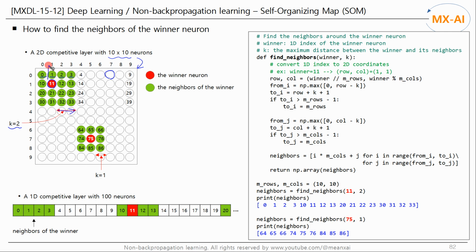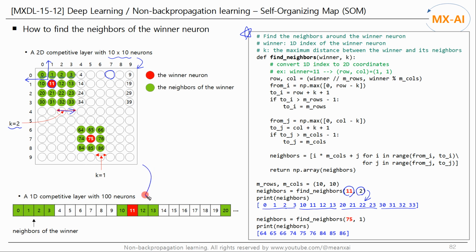Since there are no neurons with a distance of 2 on the top and left, only these neurons with a distance of 1 are neighbors. The code to find neighbors can be written as follows. When k is 2, the neighbors of neuron 11 are as follows. You can get the same results as shown in the figure on the left.